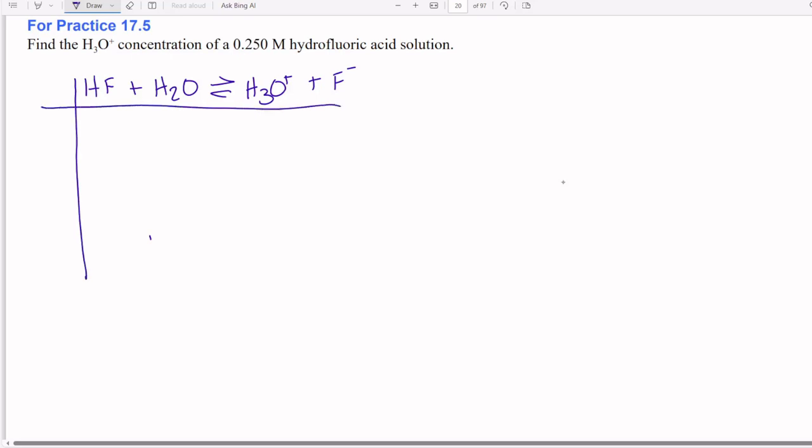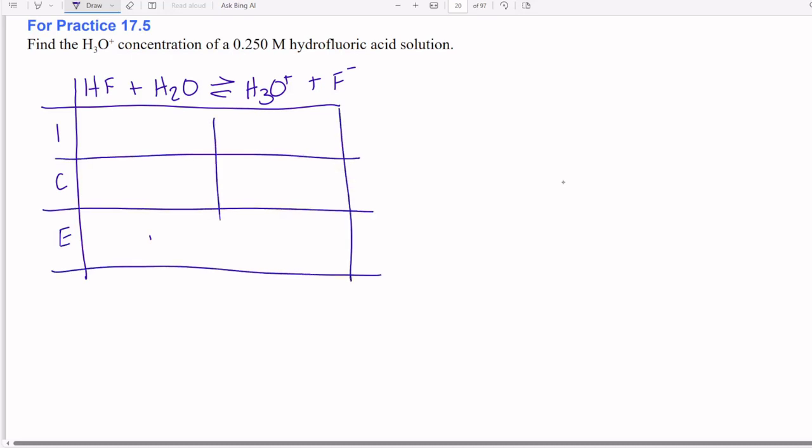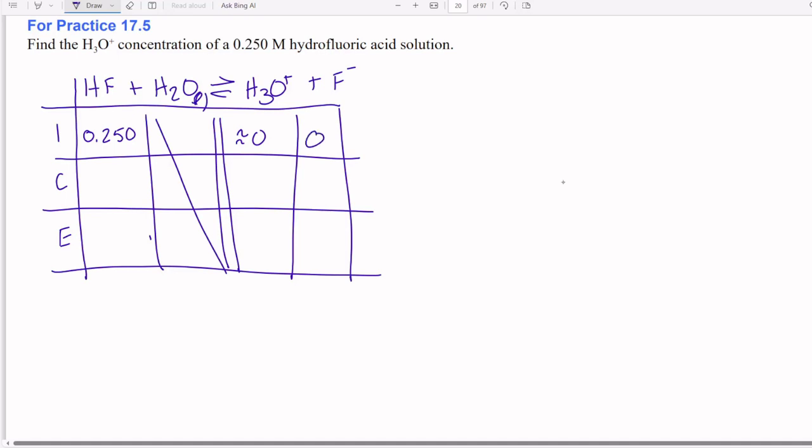So here's how we set up our ice table. ICE stands for initial, change, and equilibrium. So we start with our amounts that were initially given, and the only amount that we were given initially is the 0.250 molar hydrofluoric acid. So we're going to plug that in here. Okay, we don't care about the water because it's a liquid, so we don't consider that in our ice table. We assume that initially we have approximately 0 of the H3O plus and 0 of the F minus. So we're losing X of the HF, gaining X of the H3O plus, and gaining X of the F minus.